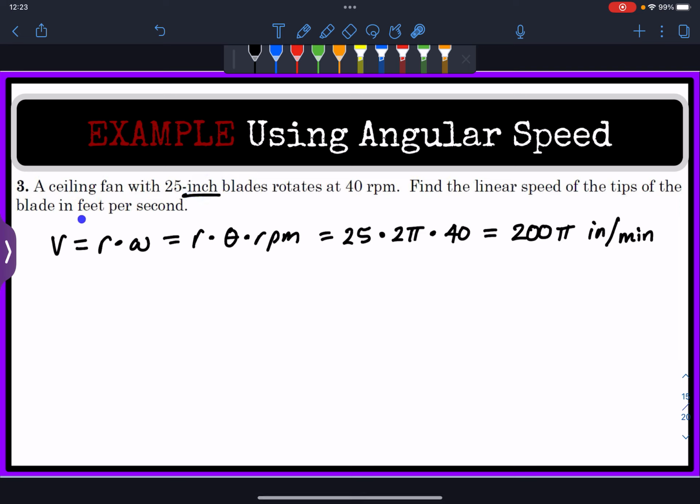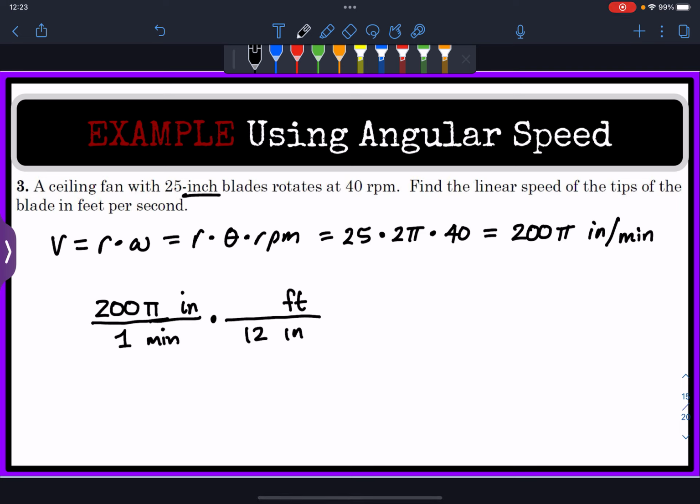Now we want our answer in feet per second, so we just have to do some little conversions here. Let's write our answer of 2,000 pi inches for every 1 minute. First of all, we want to convert the inches into feet. So I'm going to put feet up there, inches down there. And there are 12 inches in 1 foot.